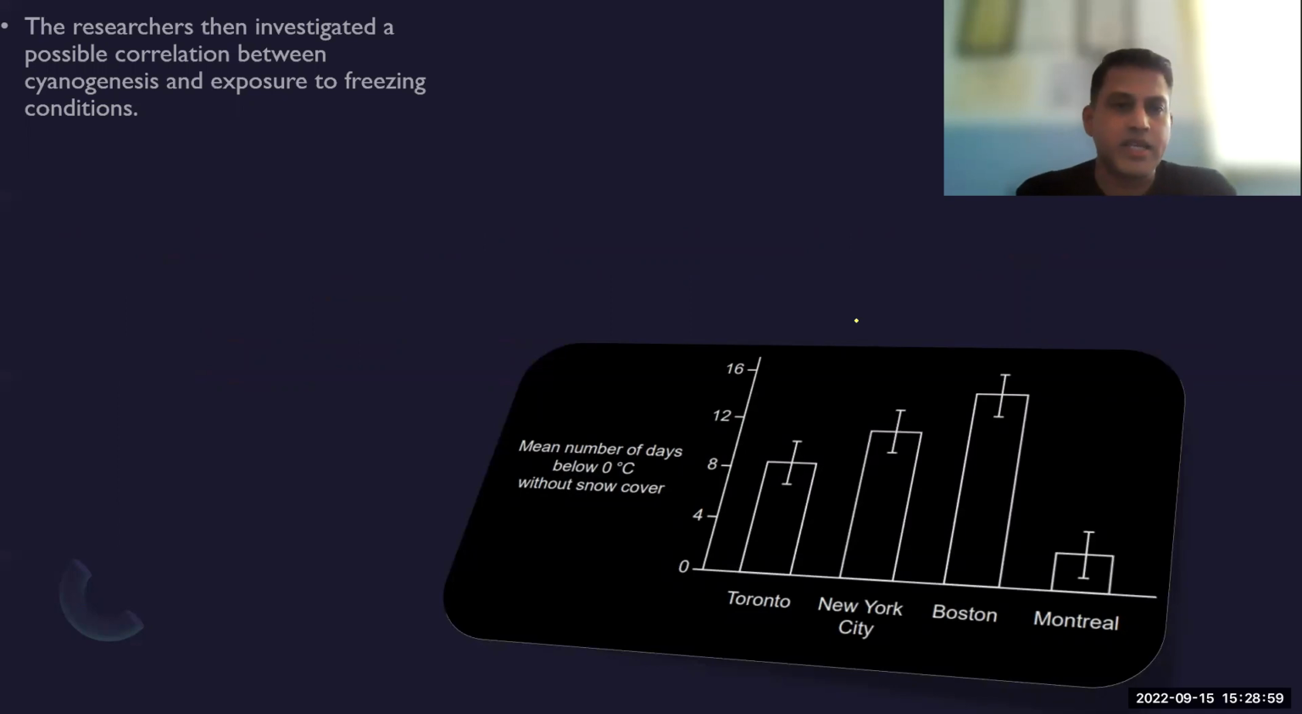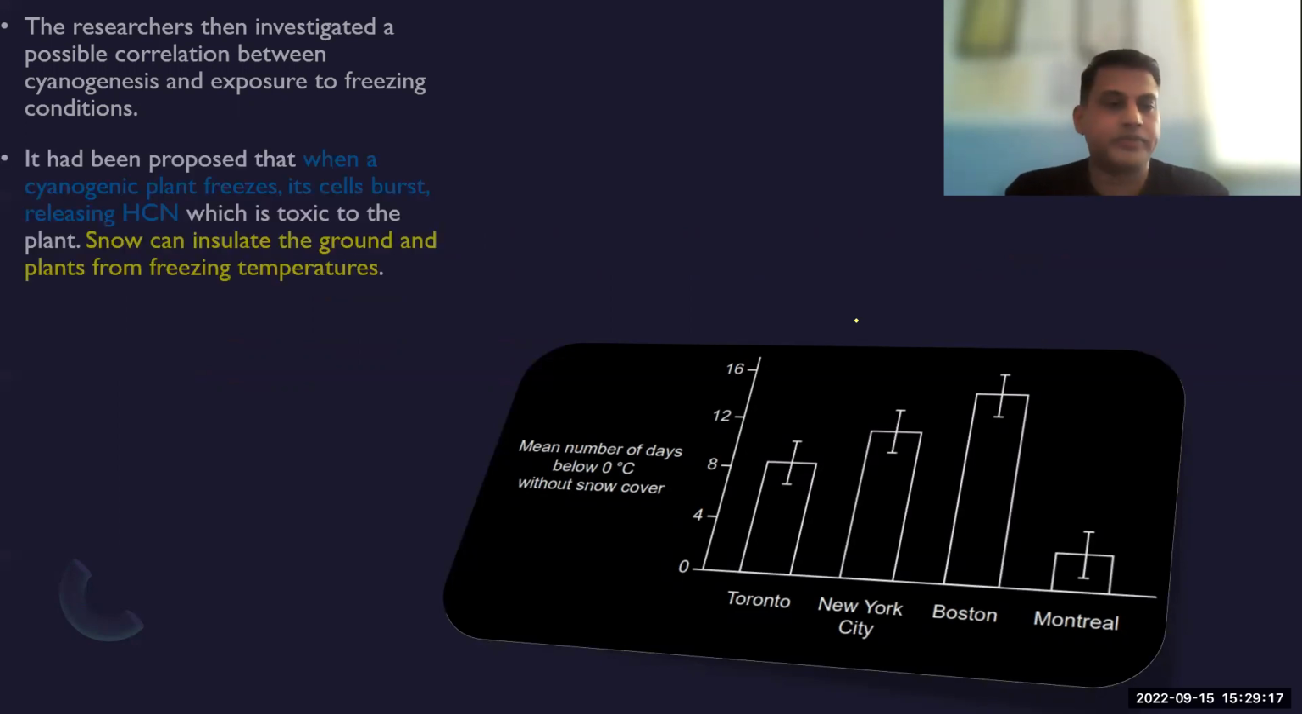Okay, the researchers then investigate the possible correlation between cyanogenesis and exposure to freezing conditions. This is the second hypothesis. So they thought this difference is due to the temperature, freezing conditions. And it had been proposed that when a cyanogenic plant freezes, that's very important, its cells burst, releasing HCN, which is toxic to the plant. So if the plant freezes, they are dying because of cyanide, because the cells burst. So evolutionarily, they try to survive.